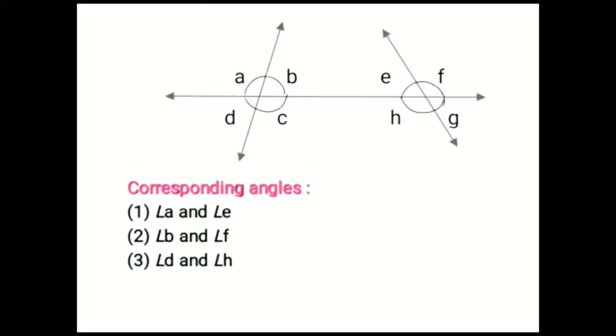Next one is angle C, the last one. Angle C is on the other side on the first line. You have to take the other side angle on the second line, also on the same direction. That is angle G. The fourth one is angle C and angle G.